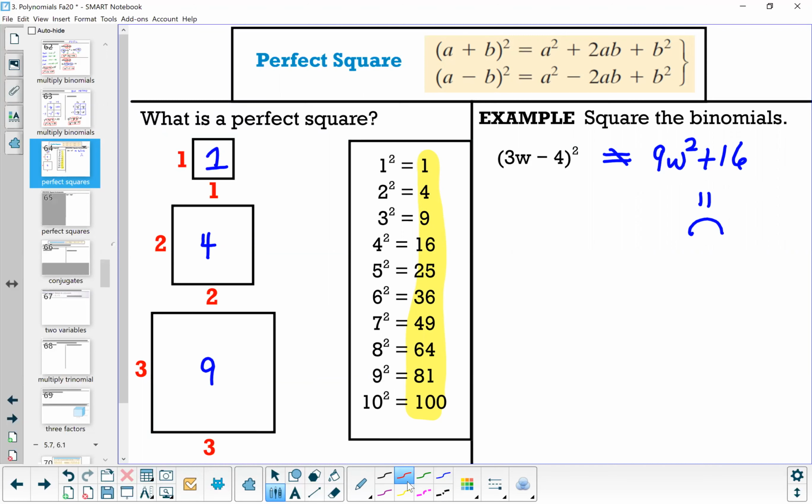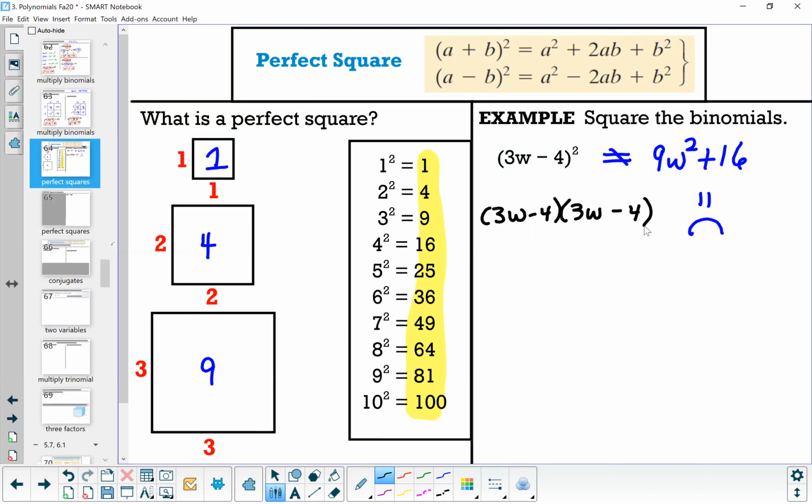A lot of times this is the most common wrong answer, and the reason students get this is they try to distribute this exponent over the subtraction. You cannot do that. You can distribute an exponent over multiplication, but if you have addition or subtraction inside of your parentheses, you will have to expand the way you write this. And so we're going to expand this and write parentheses 3w minus 4, close parentheses, times parentheses 3w minus 4.